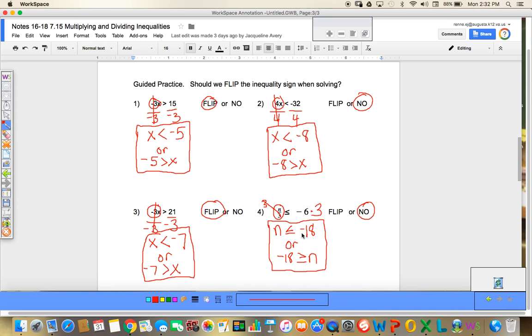Now, pick a number less than -18. I don't want to pick -18 because that won't tell me anything. So pick something less than -18, which is, I could pick -19, but when I divide it by 3, I'm going to get a decimal. So let's pick a multiple of 3. So I'm going to pick -21 to check. So -21 divided by 3 is -7. And -7 is less than or equal to -6. So I know my symbol is going the correct way.